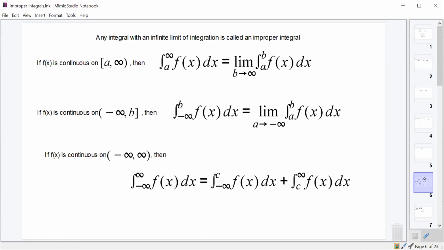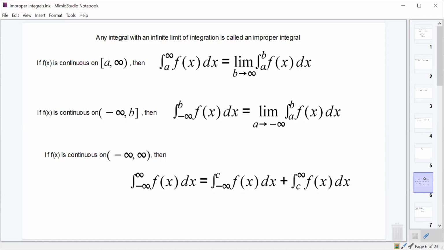And if we go from negative infinity to infinity, we choose a point in the middle that makes sense and is reasonable, and we integrate from the left from negative infinity using a limit, and then to the right using a limit towards infinity. So we'll just do each of those one time.